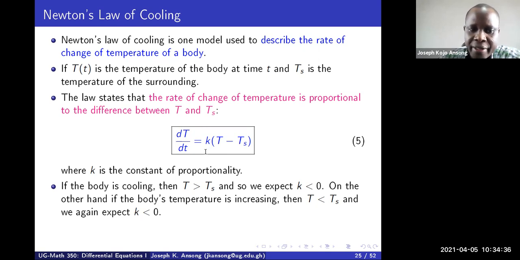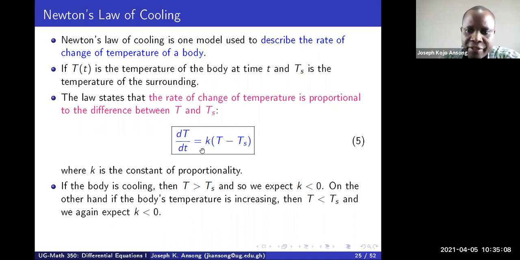In the same way, if the body's temperature is increasing, then we expect the rate of change of temperature to be positive. But if it is increasing, then of course the surrounding temperature is greater than the temperature of the body, so T minus Ts is negative. For this to be positive, k has to be negative. So in either case, we see that k has to be negative. This is a negative constant.